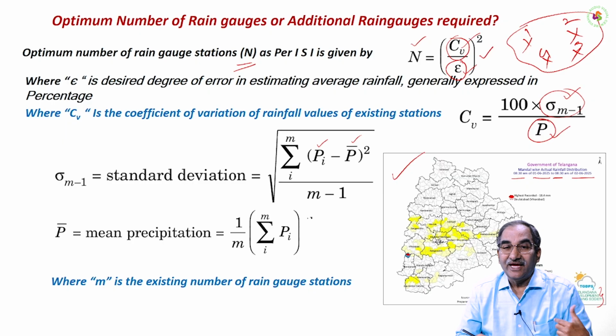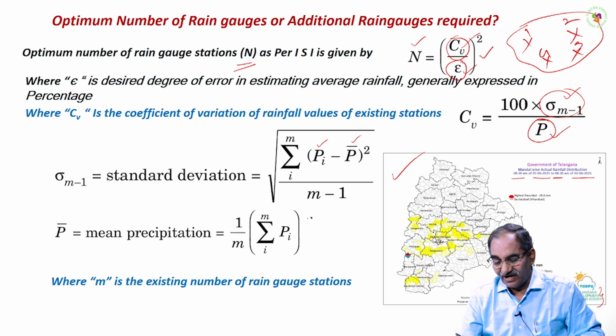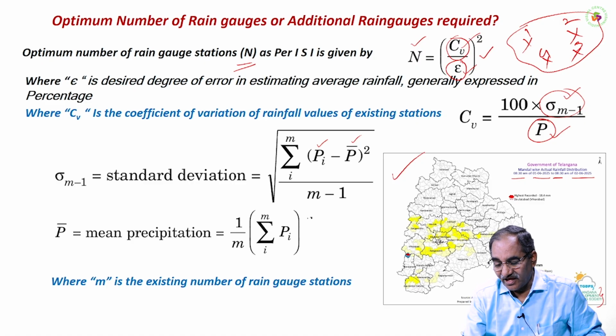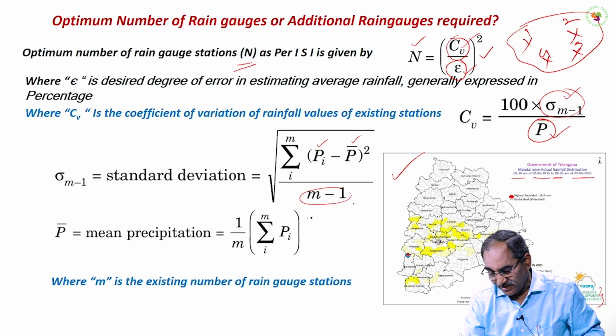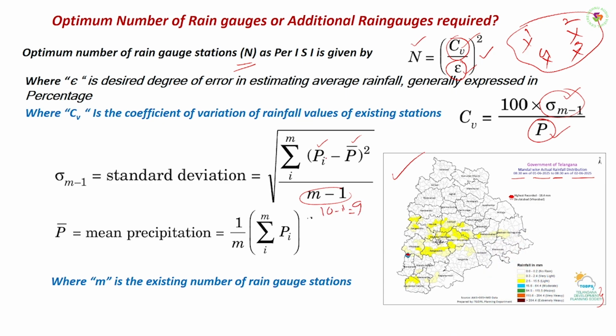m-1. M-1 means whatever number of stations already exist, minus 1. Suppose 10 stations are there, then m-1 becomes 9: 10 is existing, minus 1 is equal to 9. Pi is the rainfall at a particular station. What is P bar? P bar is the average. So using that you can calculate standard deviation.